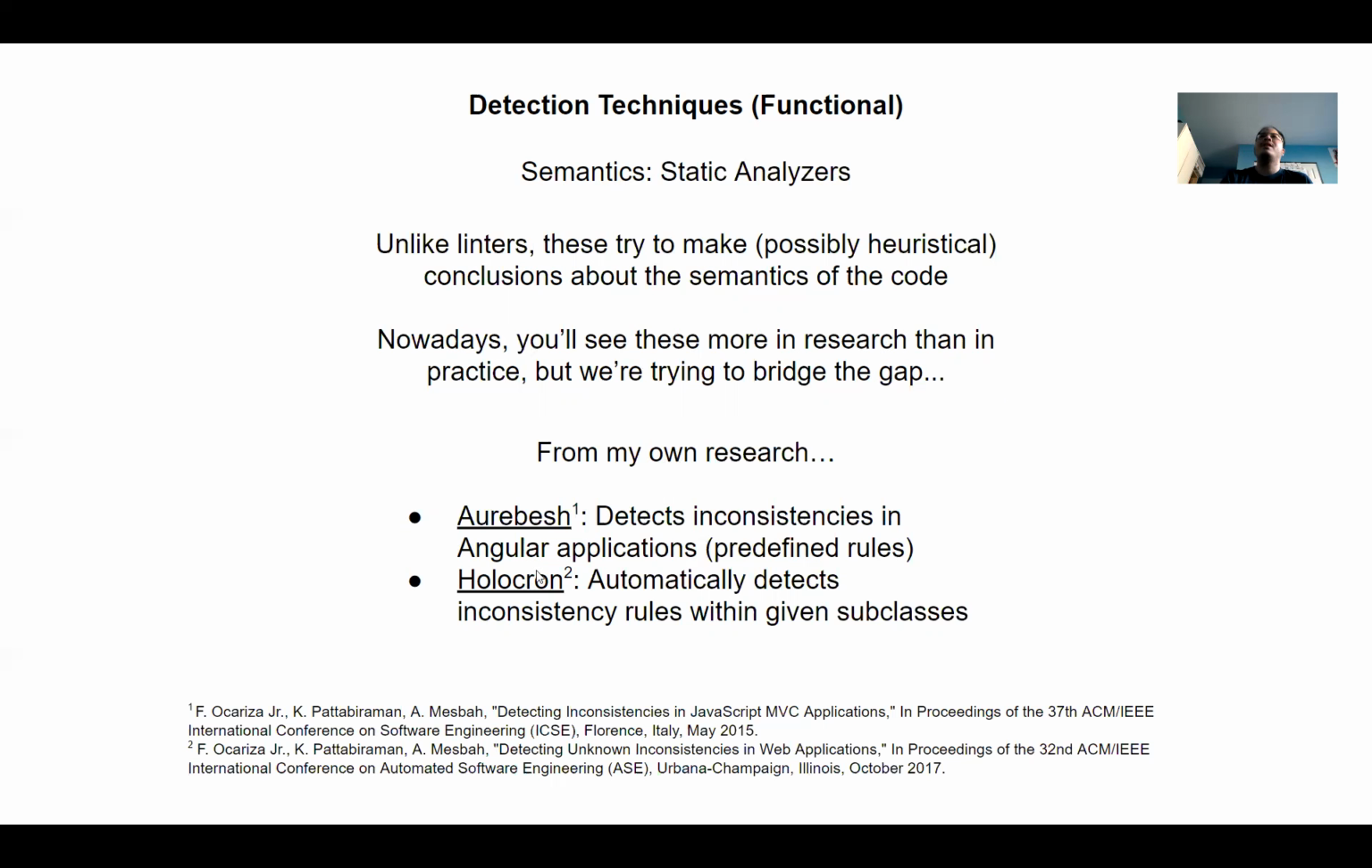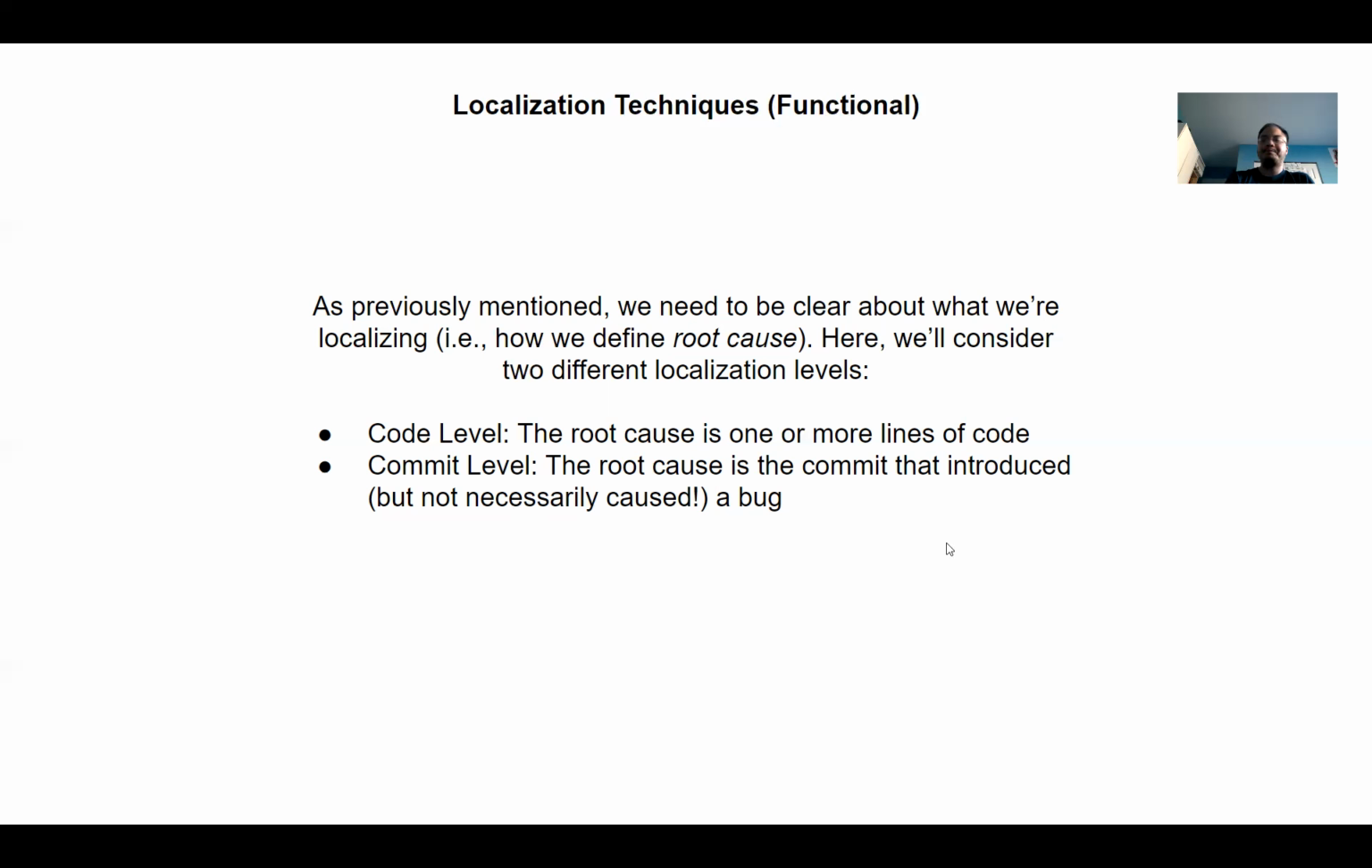All right, so that's for the detection side. How about for the localization? How do we localize functional issues? As we mentioned earlier, we have to be very clear about what we mean by root cause here, because root cause is a very vague term. It depends a lot on what level you're performing the localization on. So here there are two different levels that we're going to consider: the code level, and the commit level.